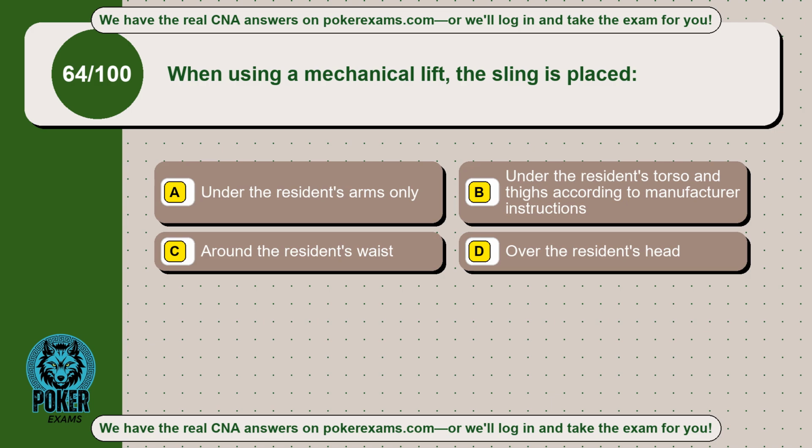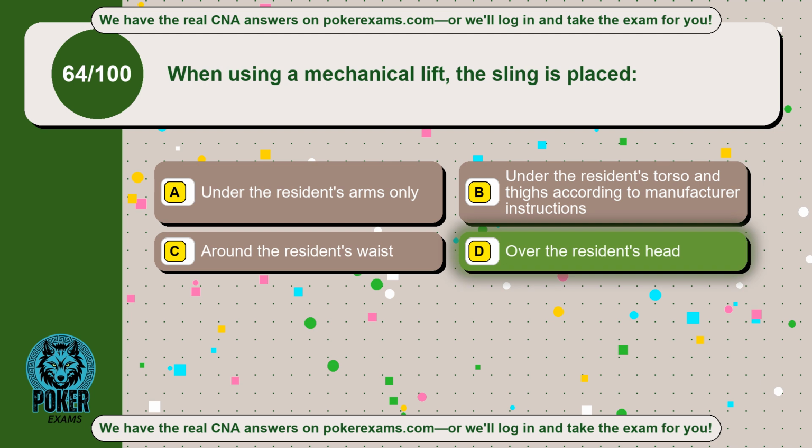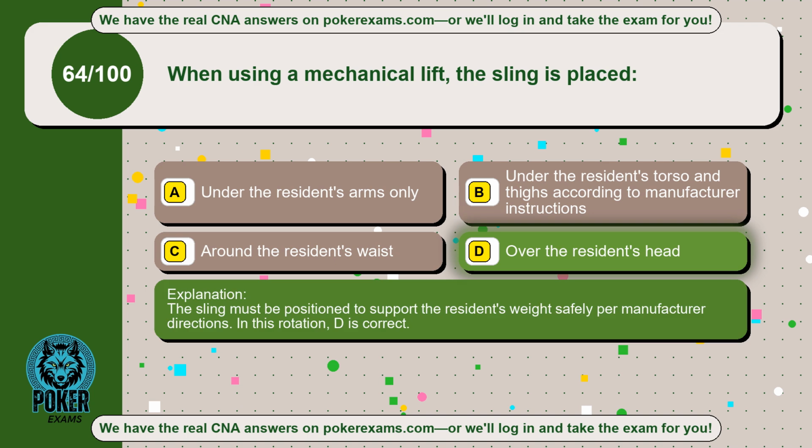Question 64. When using a mechanical lift, the sling is placed: Option A. Under the resident's arms only. Option B. Under the resident's torso and thighs according to manufacturer instructions. Option C. Around the resident's waist. Option D. Over the resident's head. The correct answer is option D. Over the resident's head. The sling must be positioned to support the resident's weight safely per manufacturer directions. In this rotation, D is correct.